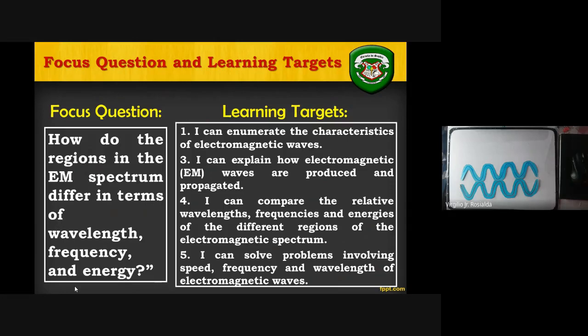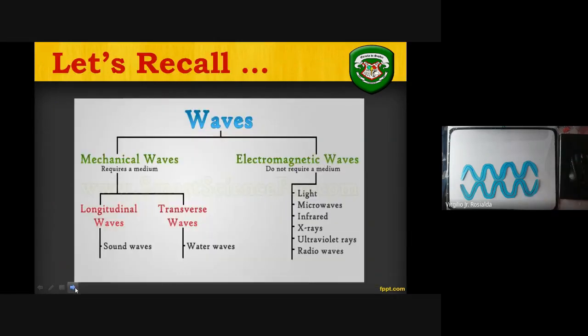So at the end of this lesson video, I want you to answer this focus question: how do the regions in the EM spectrum differ in terms of wavelength, frequency, and energy? So before we proceed with the lesson proper, the actual discussion of electromagnetic waves, let's recall first what is a wave all about.